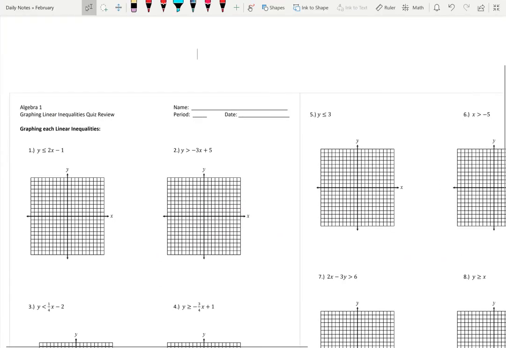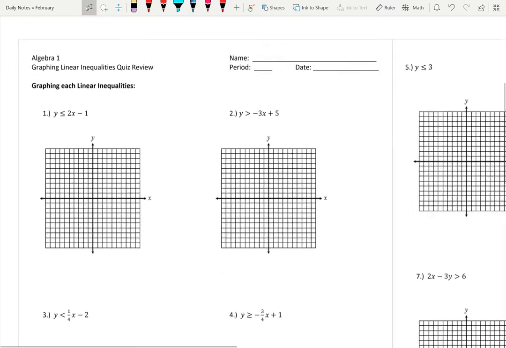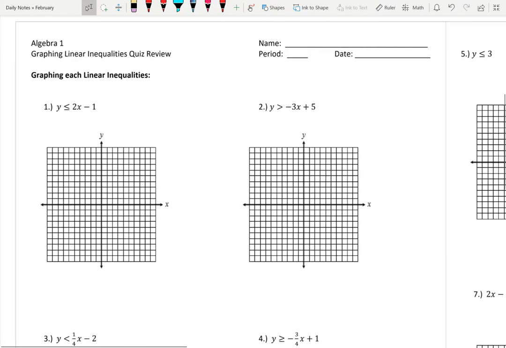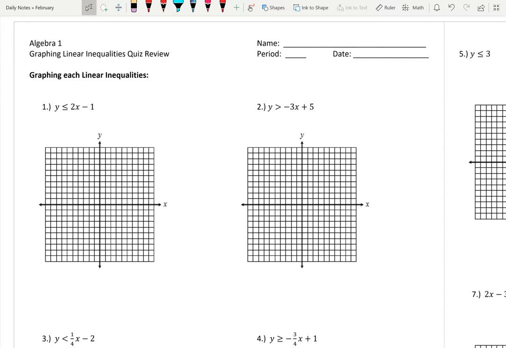Okay, so here we're going to do our graphing inequalities quiz review. Hopefully by now you have a decent grasp of what's going on, but if not, take your time to study this video. Most of these should be pretty simple because they are in slope-intercept form.